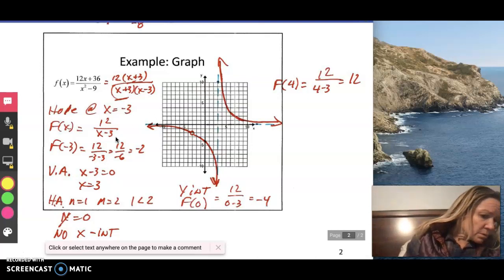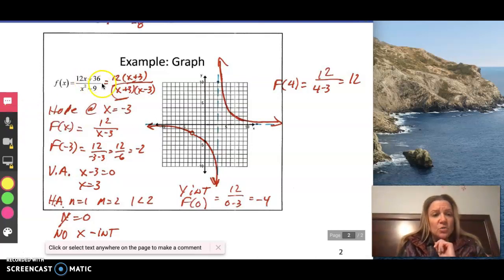All right. 12x plus 36 over x squared minus 9. And I factored out the 12 in the numerator and factored the denominator. So there is a common factor of x plus 3. If you set those equal to 0 and subtract 3, you're going to see that there's going to be a hole at x equals negative 3. So if you go over 1, 2, 3, you're going to notice there's a hole right there.